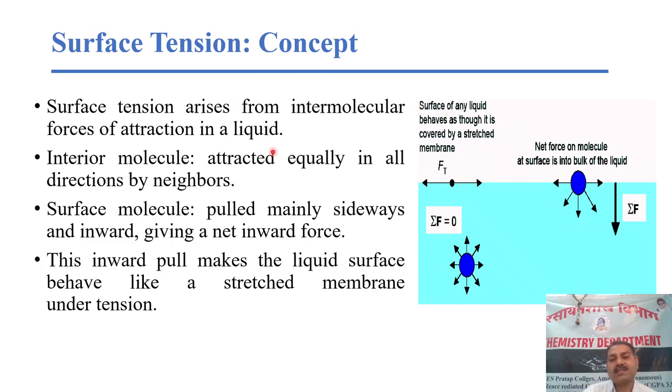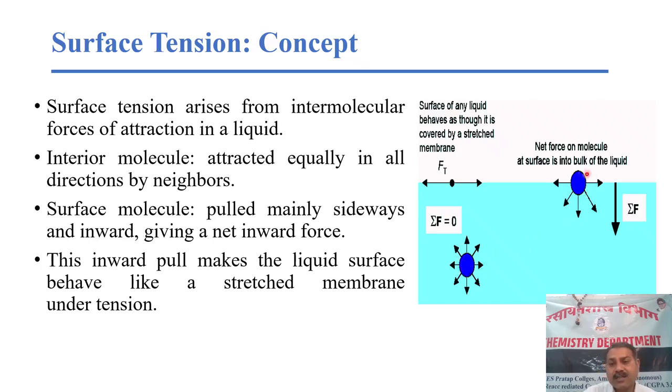So what is meant by surface tension? For this concept, we have to consider two molecules of the liquid. One is at the surface of the liquid and another molecule is at the interior of the liquid. The molecule present in the interior is attracted equally from all sides. Therefore the force of attraction exerted on this molecule by the surrounding molecules is zero. So the net inward pull is zero.